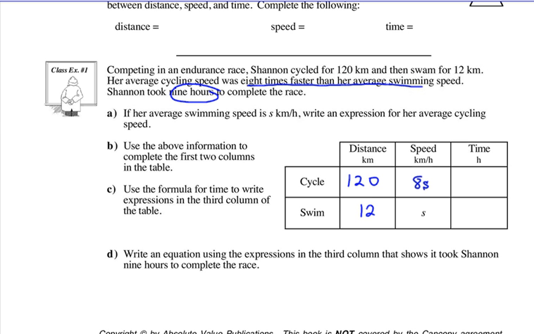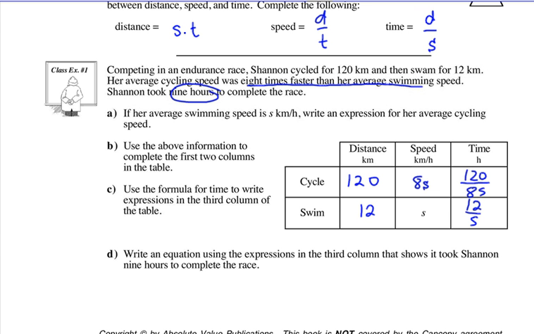So whenever we have 2 boxes filled in, we're going to use the formula to get these last boxes. Okay, so the formula for time, what's the time equal to? Well, we're going to write it down again. Distance equals speed times time, or rate times time. Speed is distance over time, and then time is distance over speed. Good, so 120 over 8S. And what's this one going to be? 12 over S. So we have to make it a formula now relating our times together.